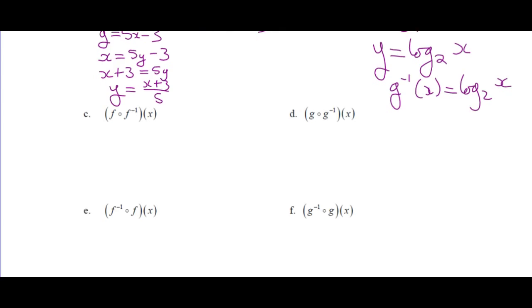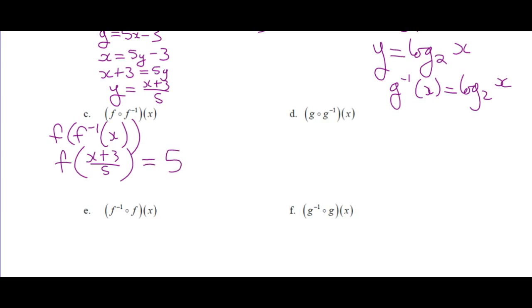F of f inverse. This is actually kind of neat, right? What happens if you do the function on the inverse of the function? So this is f of f inverse of x, which is f of, so f inverse of x is x plus 3 over 5. So I want to do function f to x plus 3 over 5. So what does f say? It says take the input, multiply it by 5. So that's equal to 5 times this input, x plus 3 over 5. And then, where are the rest? Where'd it go?